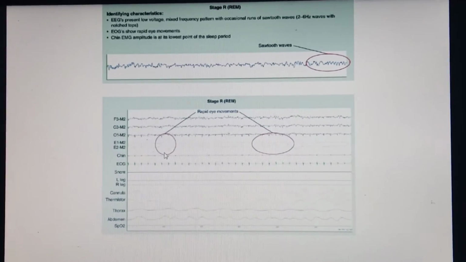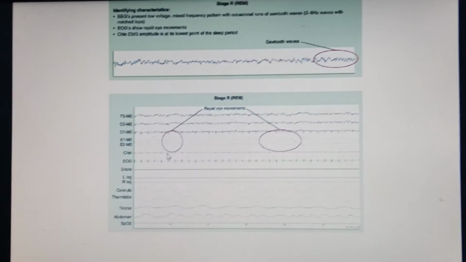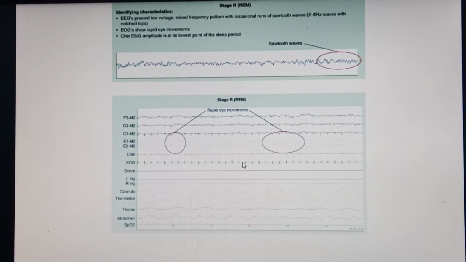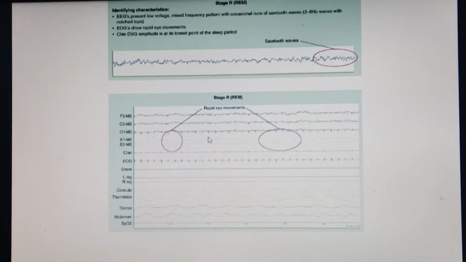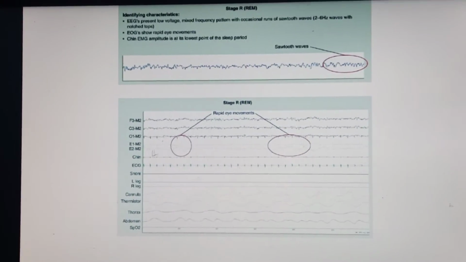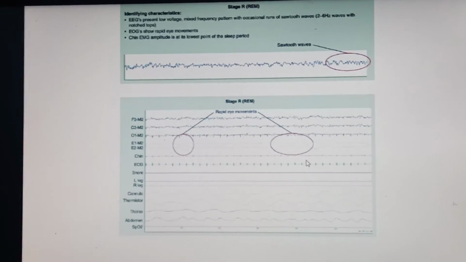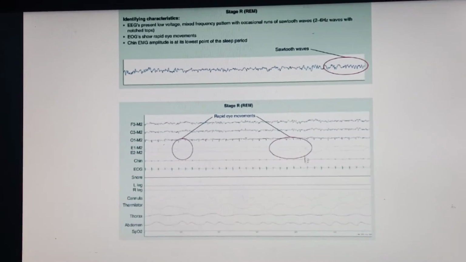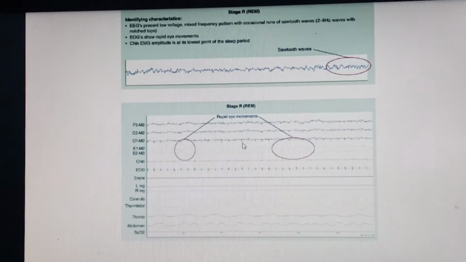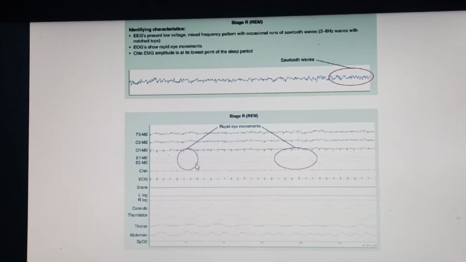And look, this is chin tone, very low chin tone, and usually our muscles become paralyzed, relaxed in the REM state. So you will see the lowest chin tone level. And you will see a theta pattern. Background EEG is a theta pattern. EOGs will show rapid eye movement.